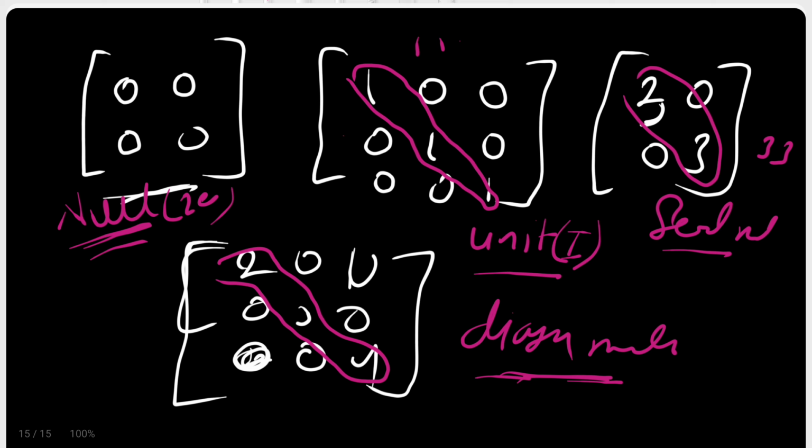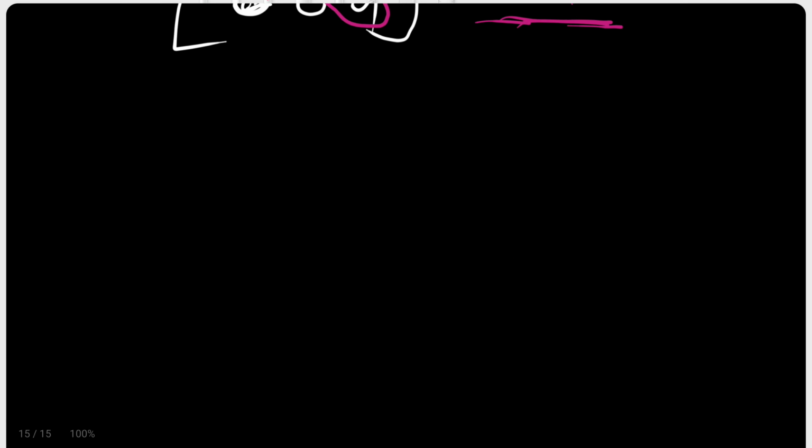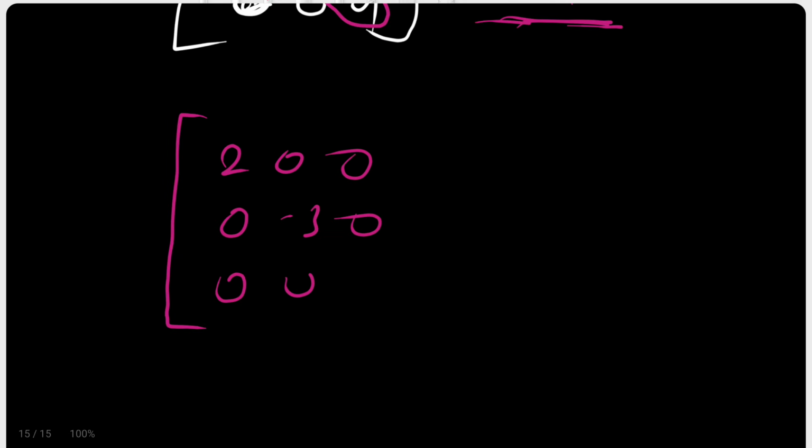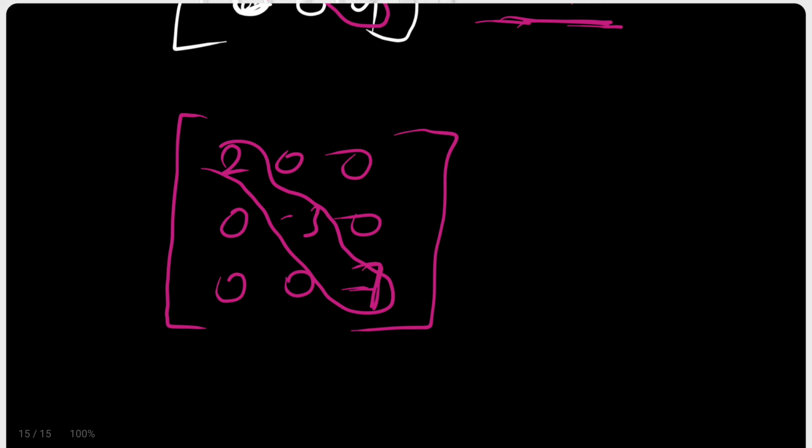If it is clear for you, then I will move to the triangular matrix, or upper triangle or lower triangle. I will tell you in just a minute. I can tell you one thing here. Suppose this is a matrix. Take another example: 2, 0, 0, 0, 3, 0, 0, 0, and this is 7. Now, apart from this diagonal, you see this part.